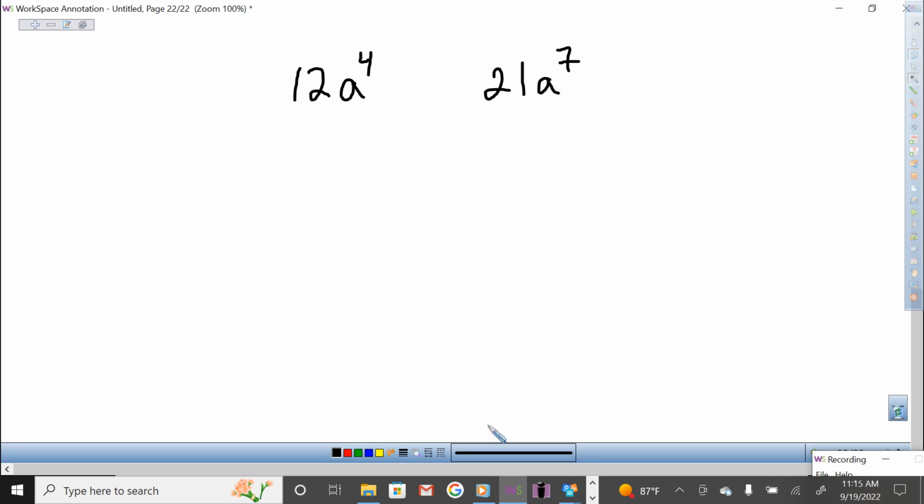First things first, think about it. Look at the 12. Look at the 21. What would be the GCF? Tell your neighbor just for 12 and 21. What number divides both? Everybody got it? All right. Next, how many variables do they have in common? Tell your neighbor, please.